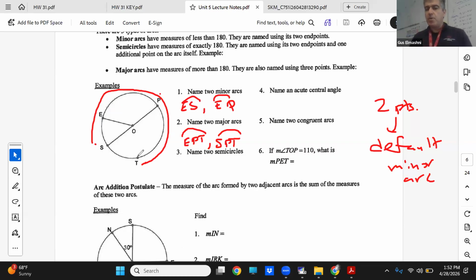Not necessarily. Depends what you're saying is congruent. You'll see how we'll do that in a moment. Okay. So, two semicircles. Well, that's pretty easy.